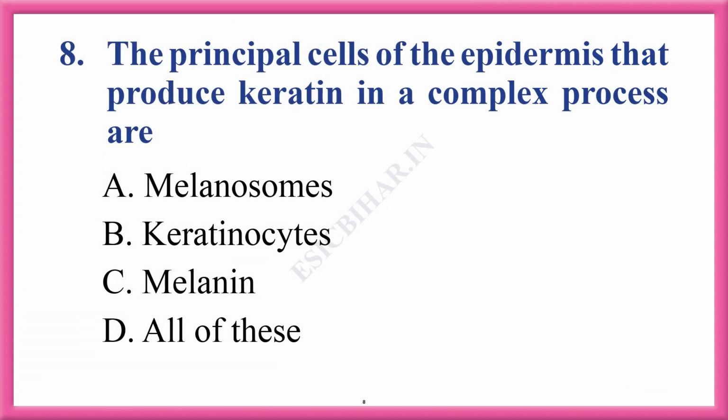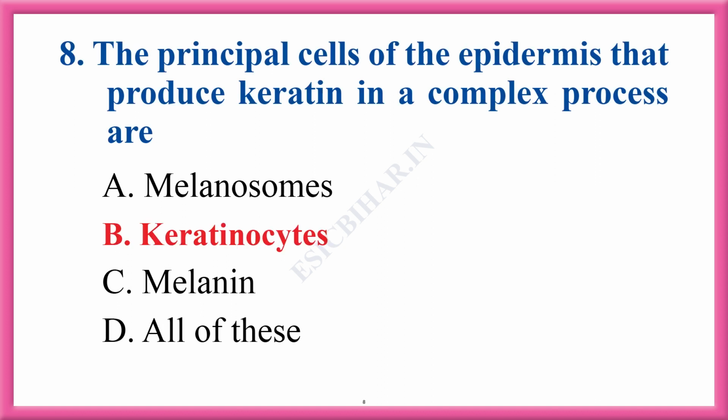Question 8. The principal cells of the epidermis that produce keratin in a complex process are A. Melanosomes, B. Keratinocytes, C. Melanin, D. All of these. And answer is B. Keratinocytes.